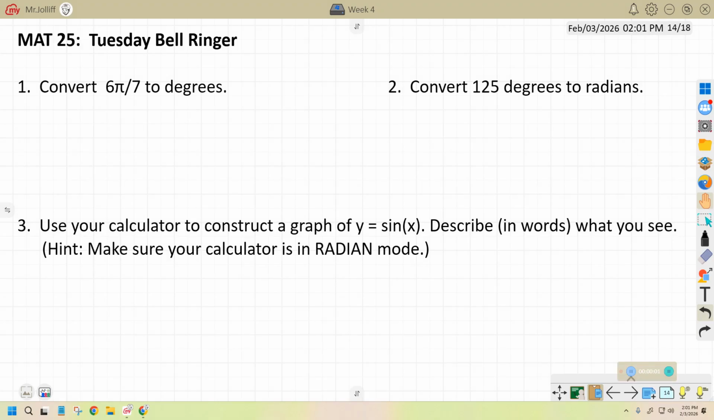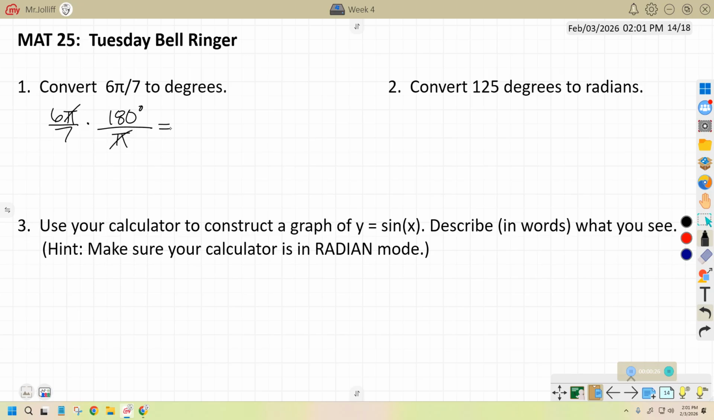Question. We are converting between radians and degrees. 6 pi over 7 radians. I want degrees. Bruno, how do I do that? Just put 6 pi over 7 and multiply it by 180 divided by pi. Very good. Unit-wise, that's going to cancel the radians, leave me with degrees as my answer. The pi's are going to cancel.